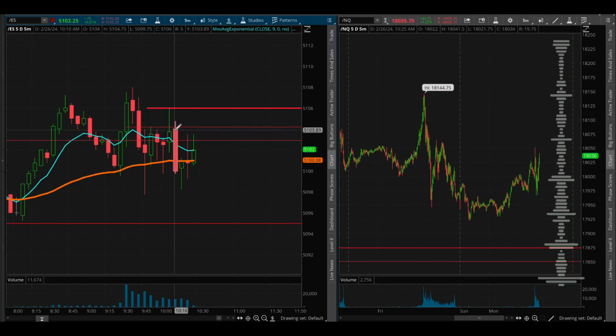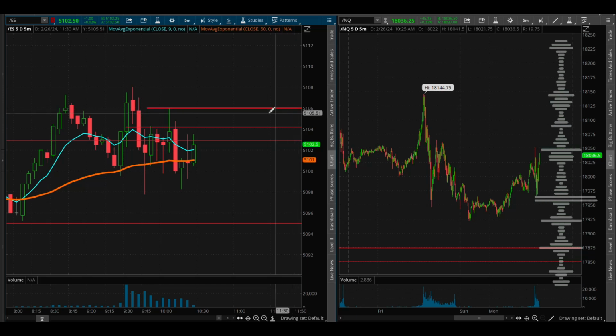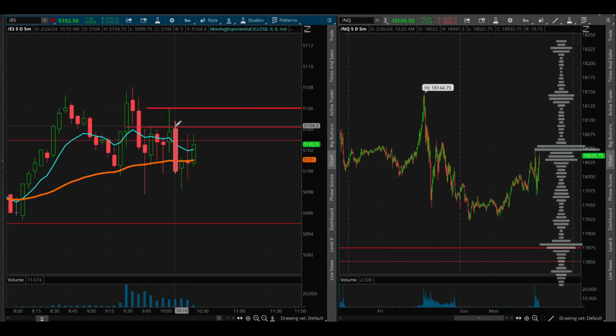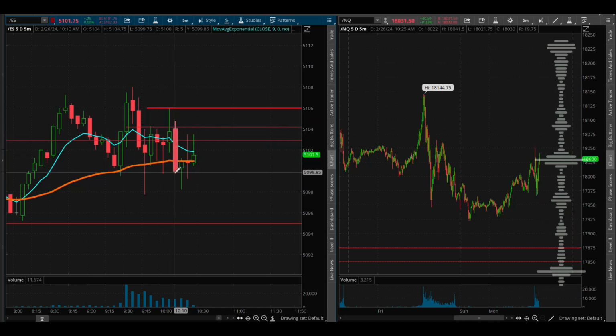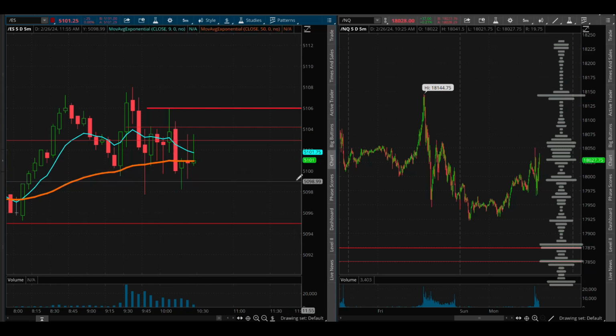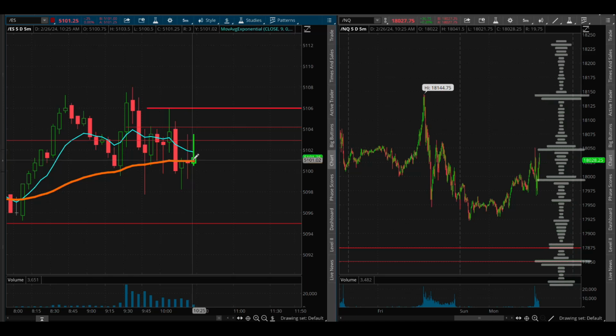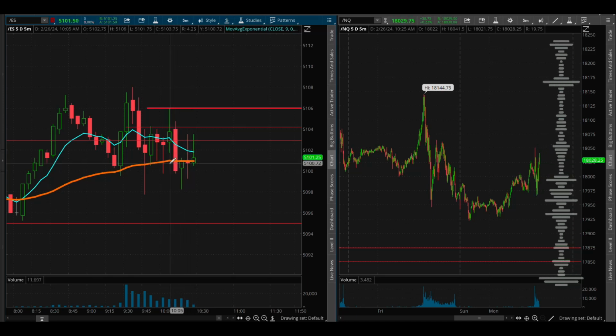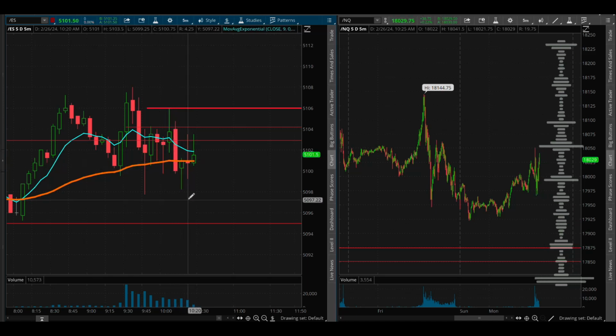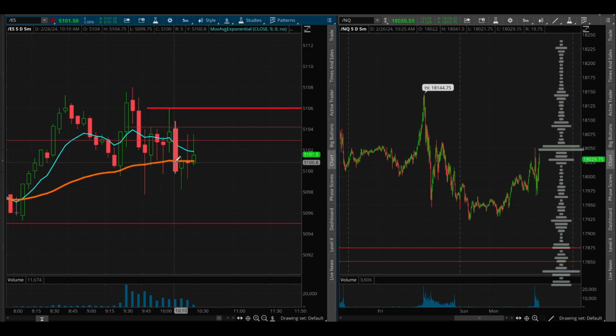So by the time we end up opening on the next candle, we're already below 5106. So I'm only seeing green at that point. And then it was just a matter of time before we start seeing more downside volume. Now, where I exited the trade was where the 50 EMA is on the 5-minute chart, which was 5101. That's where I exited that trade.